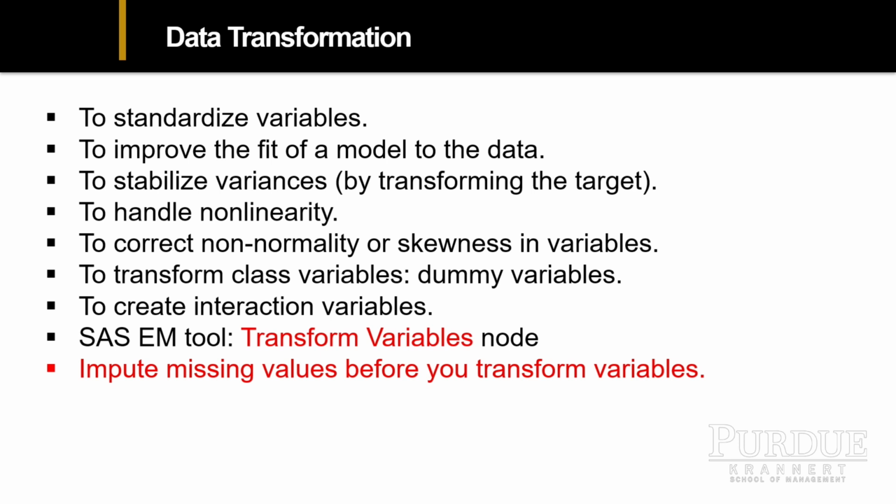And sometimes if we have a class variable, like job is a class variable, you have different kinds of jobs, and we may need to create some dummy variables for some predictive models, for example, linear regression. In this case, we can use data transformation to add dummy variables. And sometimes we can also use that to create an interaction variable. Like, say, x1 times x2 will be an interaction variable.